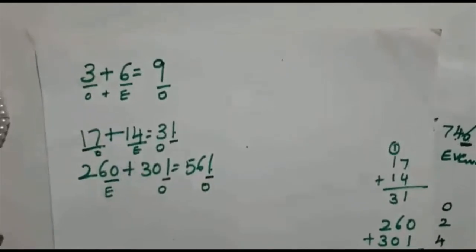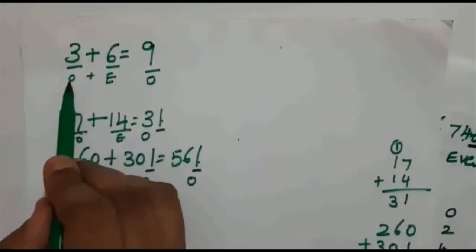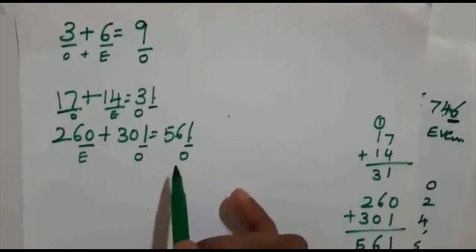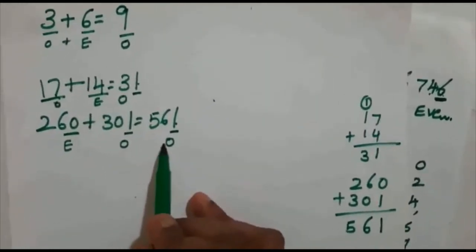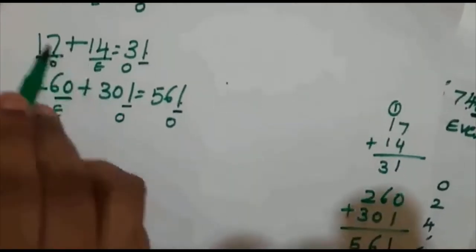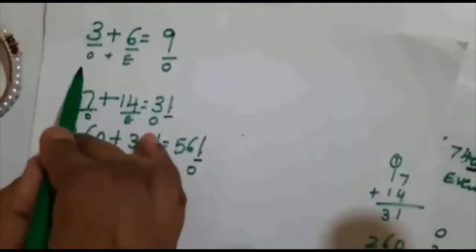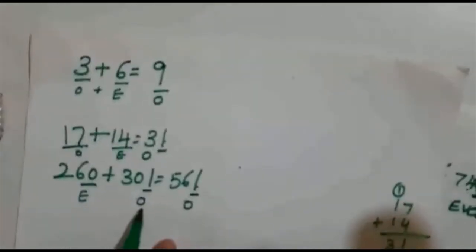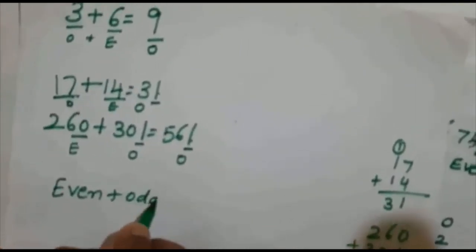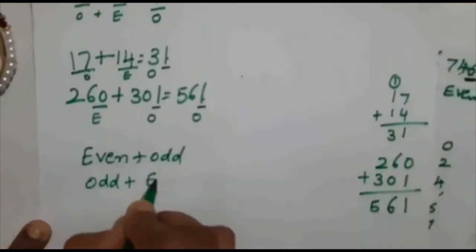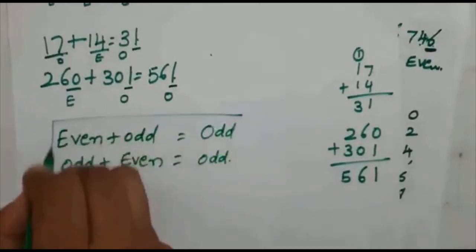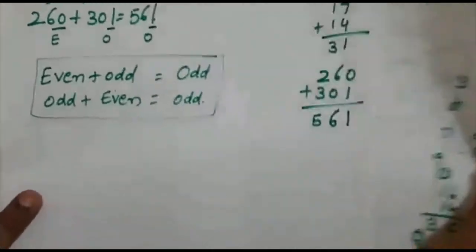Here we can observe in all these addition facts, either we are adding odd and even numbers or even and odd numbers. In both cases, we are getting an odd number. So, what result do we get, children? An odd number only. So, from this we can conclude that when we add even and odd numbers or odd and even numbers, in both cases we get an odd number. Understand, children? These are the basic facts of even and odd numbers.